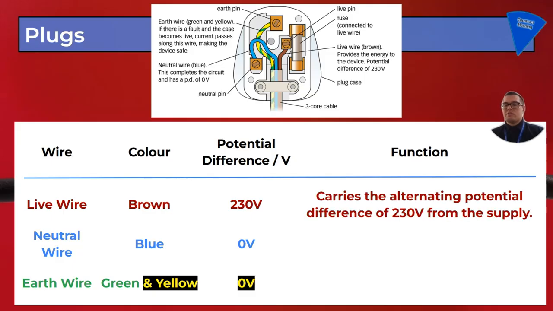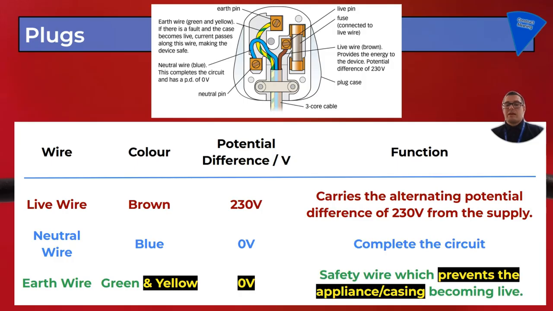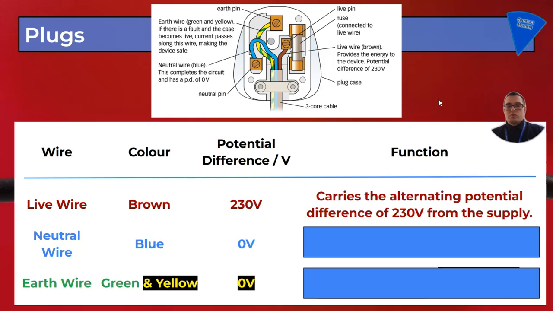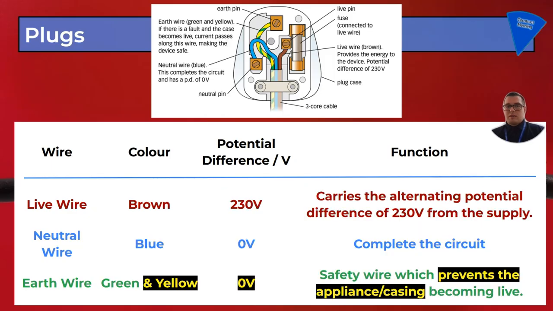You need to know the function of each one. So a live wire carries the potential difference. Remember, it's AC that it's carrying. Blue wire completes the circuit, and the earth wire is the safety wire, which prevents the casing becoming live, prevents you getting an electric shock. Okay. So if it becomes charged, the current will hopefully not pass through you when you touch it and you get an electric shock. It will be grounded to the earth and will dissipate that way. So that's the same information there.